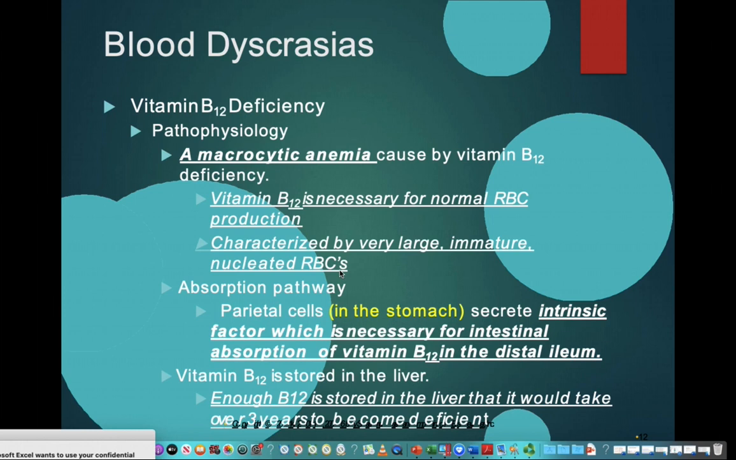Okay, there can be an issue with absorption, right? So these parietal cells, remember in the stomach there are chief cells, and there are parietal cells, and the parietal cells are secreting intrinsic factor.